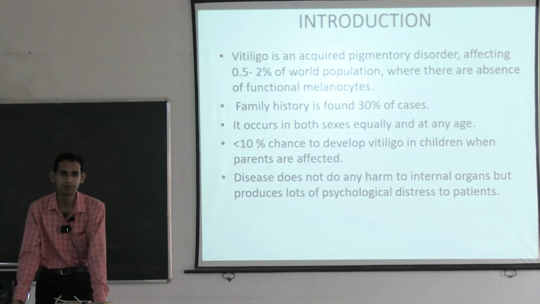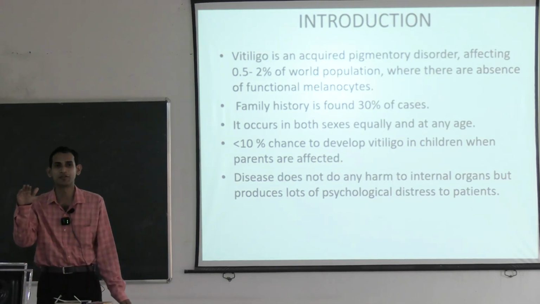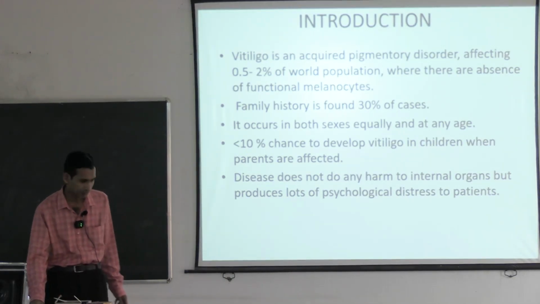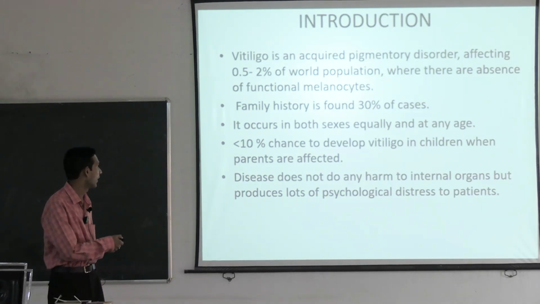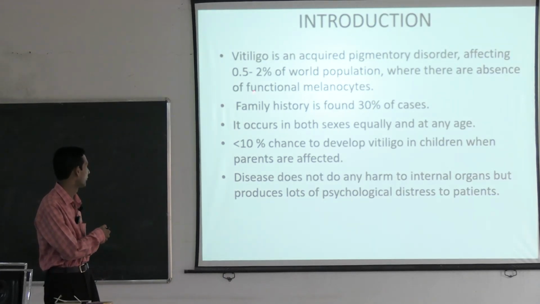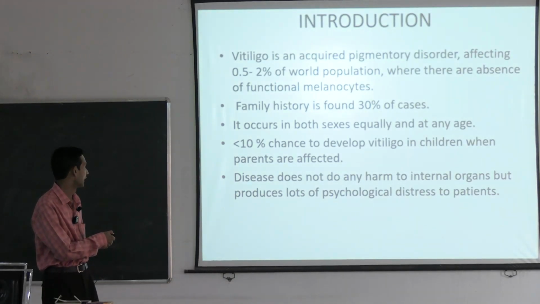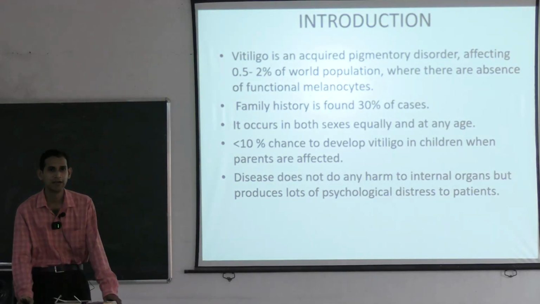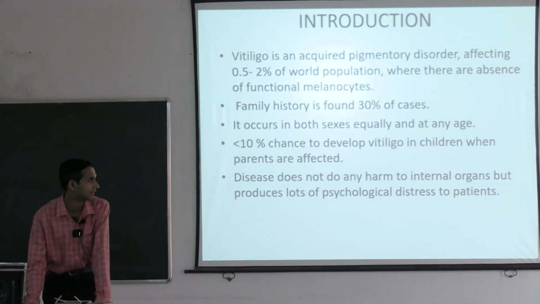So why melanocytes are important? Because it produces the pigment melanin, and it usually gives the color of the skin. In vitiligo, there is usually destruction of the functional melanocyte, leading to the complete depigmentation of the skin. So in vitiligo, it is an acquired pigmentary disorder affecting only 0.5 to 2% world population, where there is absence of the functional melanocyte, leading to the depigmentation of the skin.